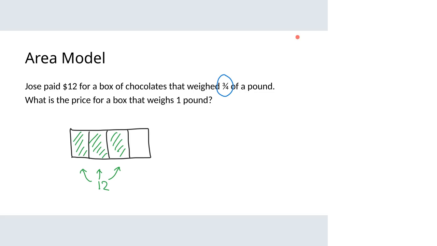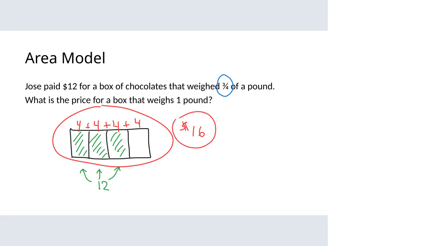Perfect, Jessica. So what he paid was $4 for this one, $4 for this one, $4 for this one. Well, logic would indicate this one's also going to cost $4. And so if he were to buy the entire pound, it would cost $16.